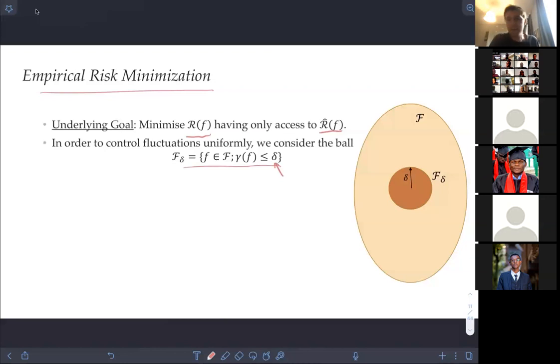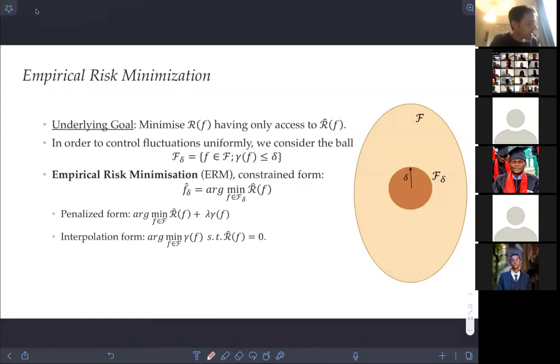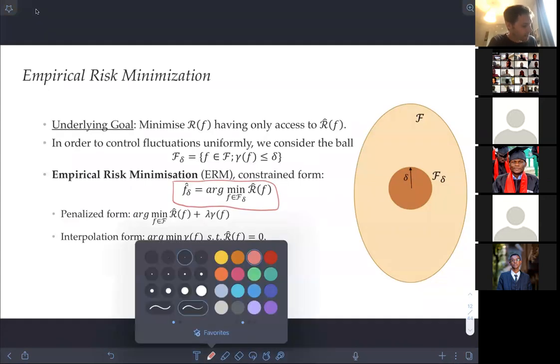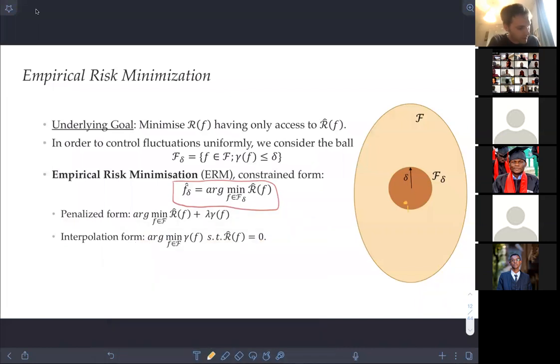So once I have this set of small hypotheses, hypotheses that have small complexity, now I can consider an algorithm, an estimator, that is called empirical risk minimization. I'm just using the simple form, which is what's called a constraint form. So what does it mean? It means that in that set, I'm going to pick a function, which we can write as f hat delta, which is a function that is in that ball that happens to minimize the empirical risk.